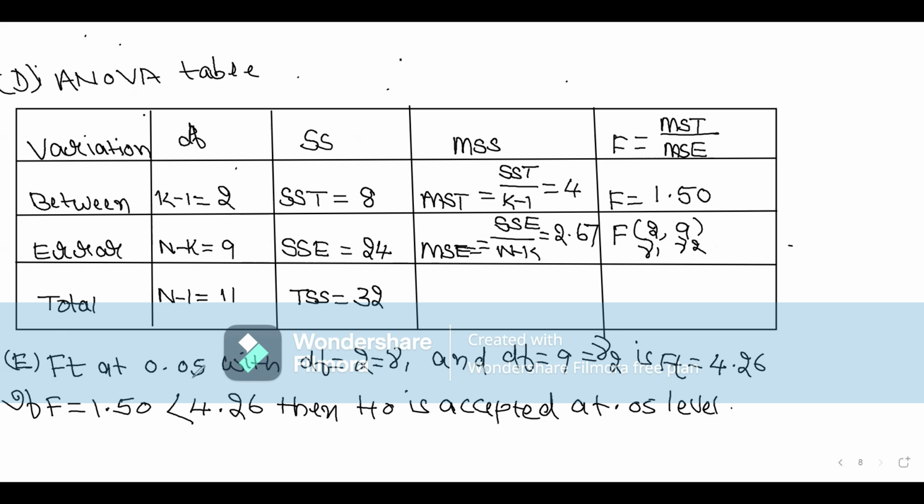Look here, F table at 0.05, meaning the 5% table, with the degrees of freedom. DF equal to 2 means mu1 equal to 2. Look here, 2 equal to mu1. And degrees of freedom is 9, 9 equal to mu2. In the table, you can see 2 and 9.